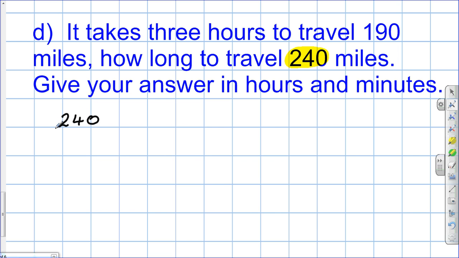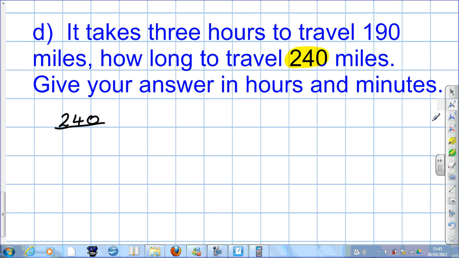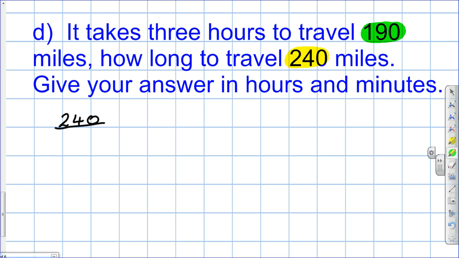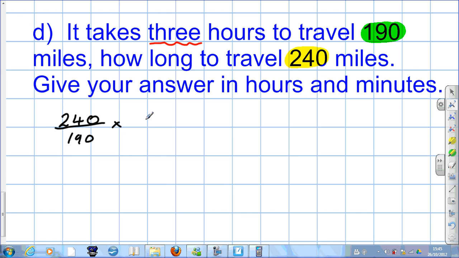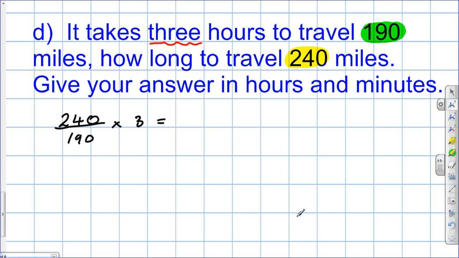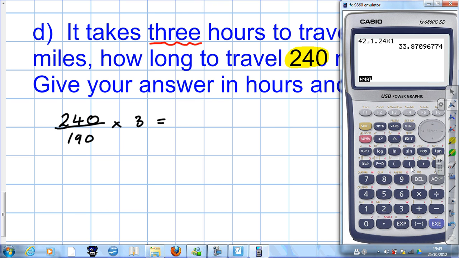Where's the information with the same units? Here it is, 190. Where's the bit of information we haven't used? Well, it's here written in words. It's 3. So that's my calculation. And I do 240 over 190 times 3.